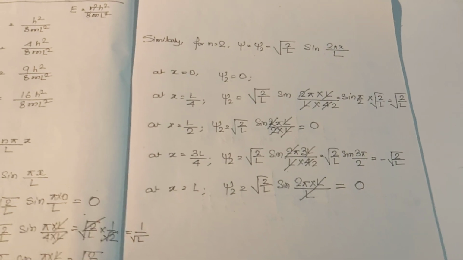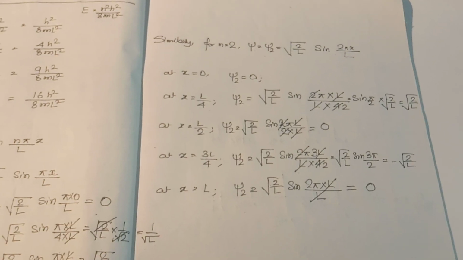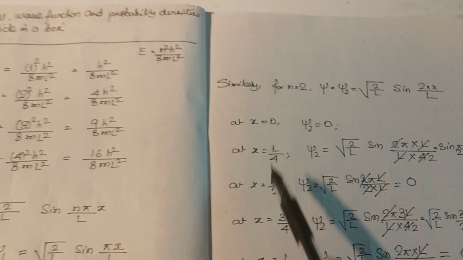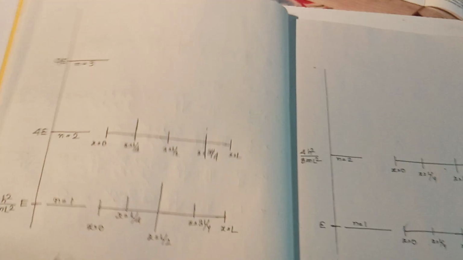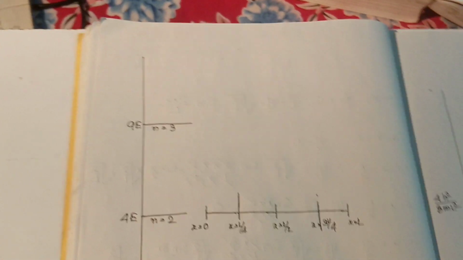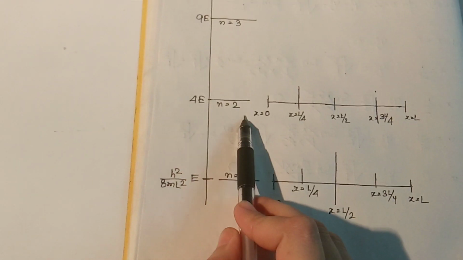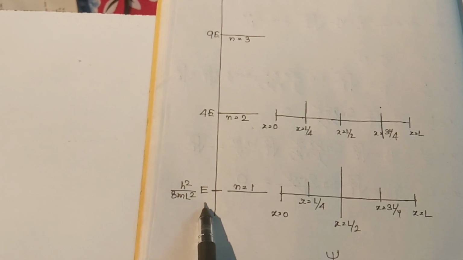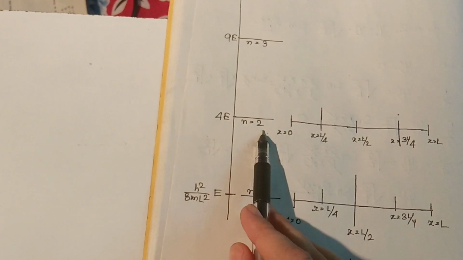So we have different values of psi at different positions for two different energy levels. The first energy level was n is equal to 1 and the second energy level is when we are taking n is equal to 2. Now we can draw the energy levels at n is equal to 1 and n is equal to 2. So n is equal to 1, the energy is drawn in this manner. As we are moving in the upward direction, energy increases. So n is equal to 2.